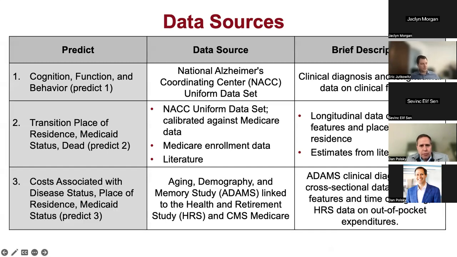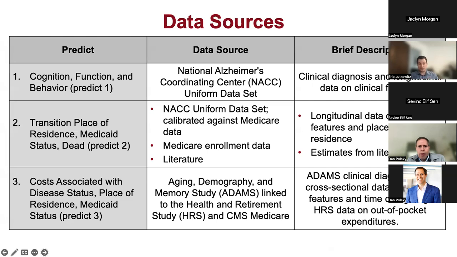The last set of predictions are around costs. What we want to do is say, what's the cost associated with this level of clinical features? We're going to draw on data from ADAMS, which is a subsample of the Health and Retirement Study. The two data sets can actually be linked together, and we link that also with CMS Medicare data. What's powerful about ADAMS is it provides a clinical diagnosis of dementia. It has information on the key clinical features: cognition, function, and behavior.